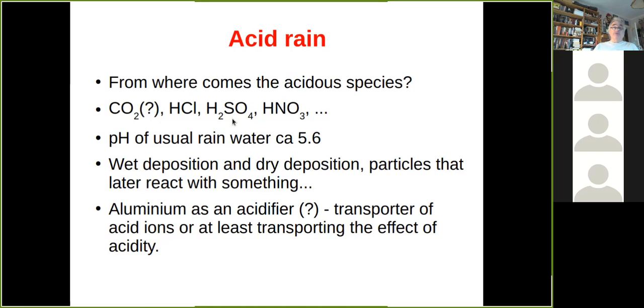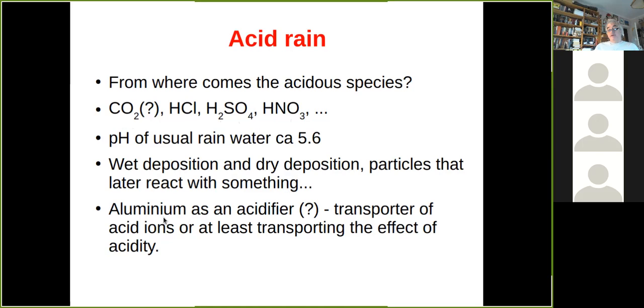Animals do not suffer very much from very dilute acid solutions, except as the vegetation dies and then we have nothing to eat. That is, of course, a side effect that is really bad. So usually the pH of rainwater is around 5.6, something like that, in this order. If you have pure water in contact with carbon dioxide in the atmosphere, normally the other stuff shouldn't be present in natural environments. This acid character of the rainwater could come by some wet deposition, or also dry particles that later react with something.